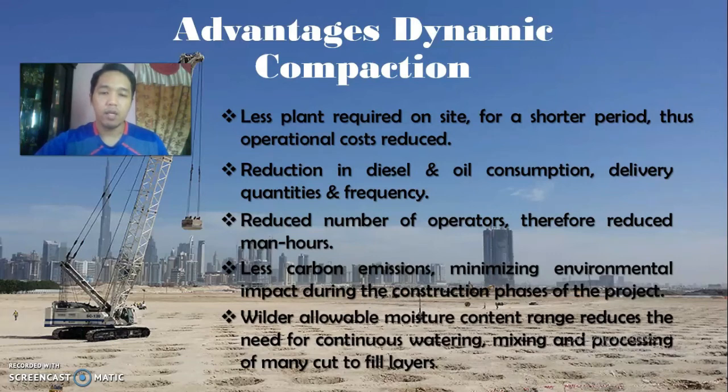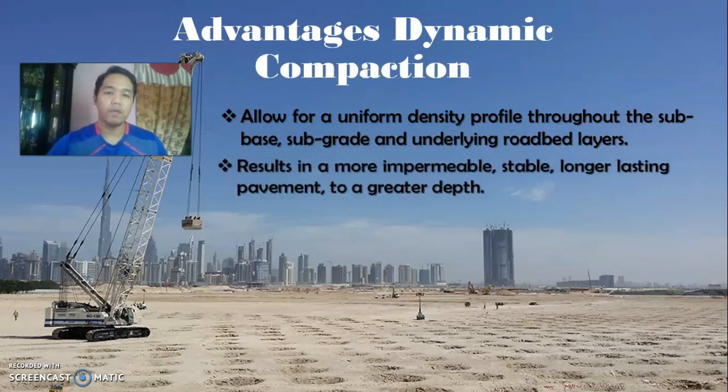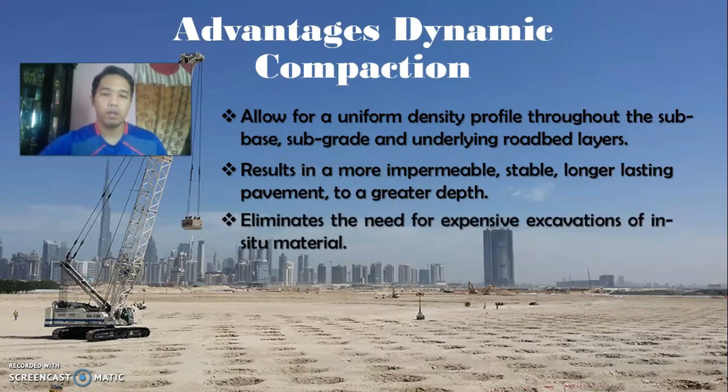Number 5 is the allowable moisture content range reduces the need for continuous watering, mixing, and processing of many cut to fill layers. Next is allowing a uniform density profile throughout the sub-base, subgrade, and underlying road bed layers. Result in more impermeable, stable, longer-lasting pavement to a greater depth. Eliminate the need for expensive excavation of in-situ material.